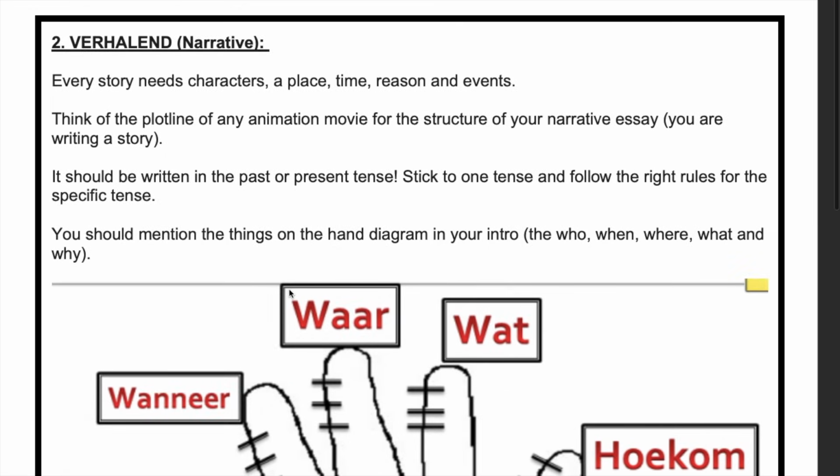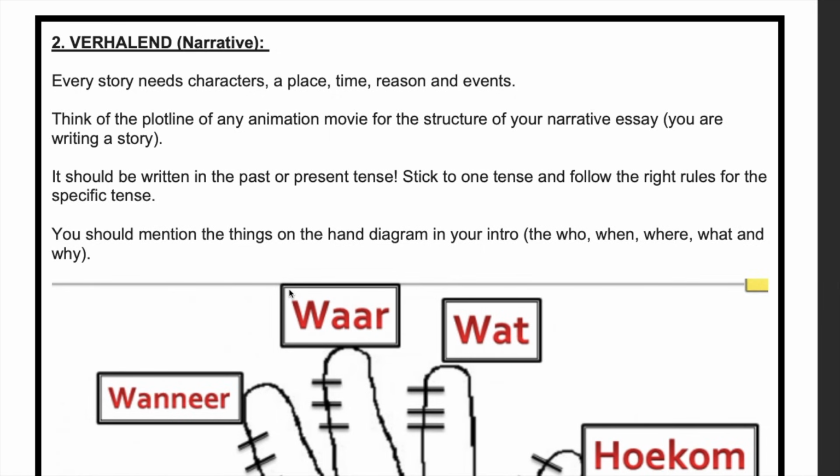Then verhalend, narrative. Is that narrative or narrative? I don't know. So this one is a very common one that people write. And I think it's sometimes because we believe that it's easy, but you just have to be very careful. It just says every story needs characters, a place, time, reason, and events. Think of the plot line of any animation movie for the structure of your narrative essay. You are writing a story.